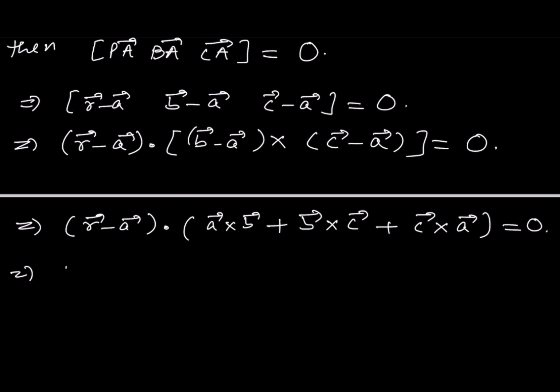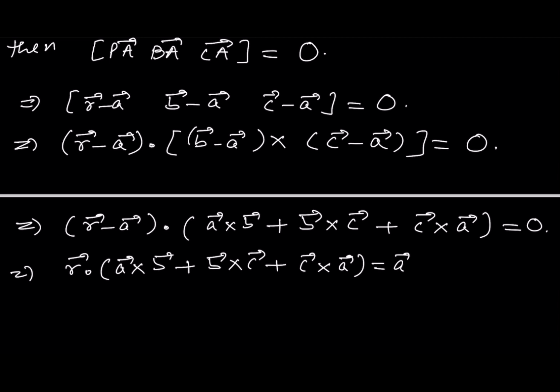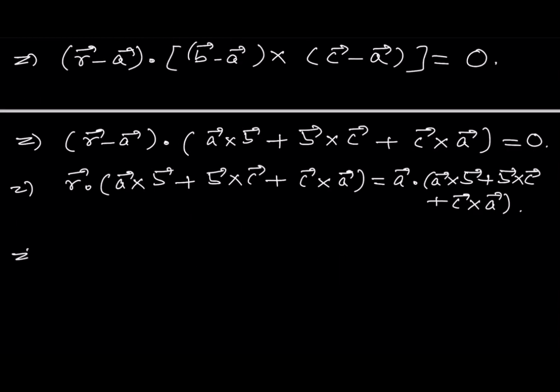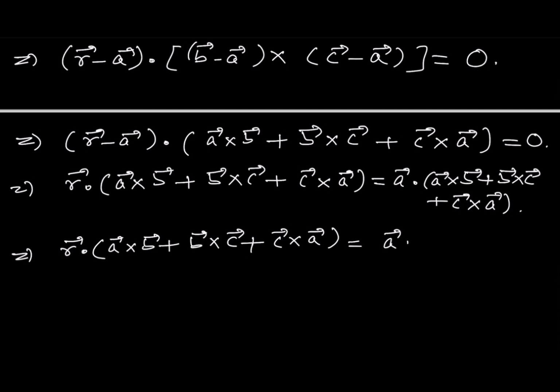Or R dot A cross B plus B cross C plus C cross A is equal to A dot A cross B plus B cross C plus C cross A. Or you can say R dot A cross B plus B cross C plus C cross A is equal to, since A dot A cross B is 0 and A dot C cross A is also 0, A dot B cross C, which is box of ABC. Or write A dot B cross C.